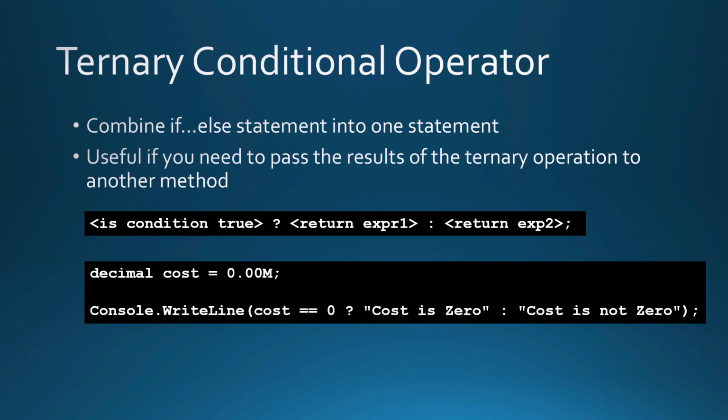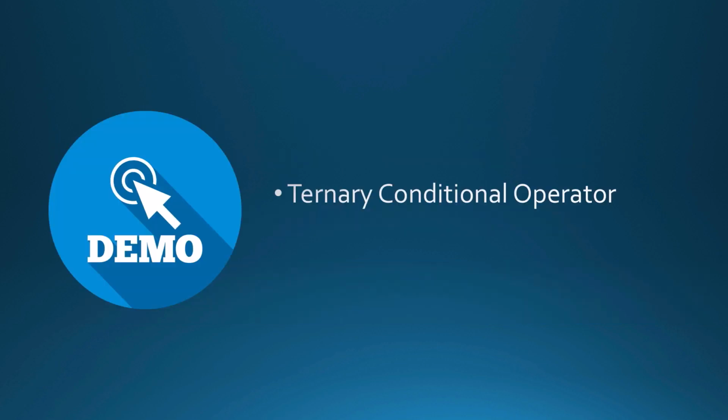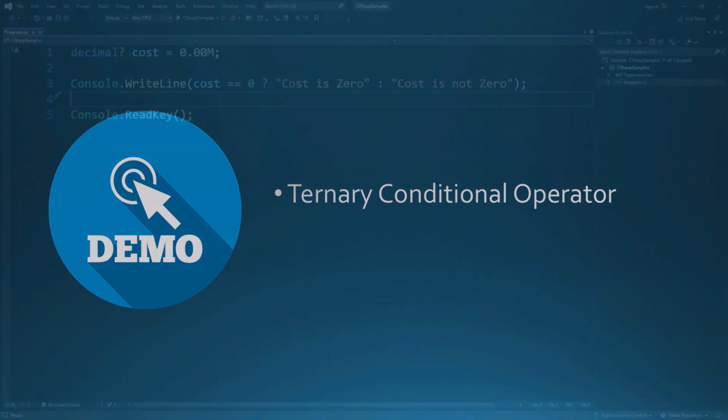So for example, let's add a decimal cost equals 0. I want to get the results of that and pass it to the console.writeLine. So I'm going to check to see if cost is equal to 0. If that's true, return "cost is 0." Else, which is the colon, "cost is not 0." Let's take a look at how the ternary conditional operator works.